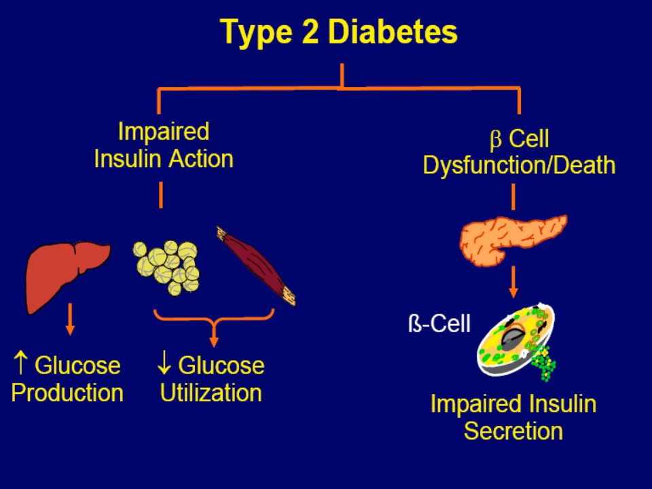The other cause or consequence of type 2 diabetes is that there is beta cell dysfunction or death, leading to decrease in the insulin secretion from the pancreas. So insulin is produced in small amounts and is unable to utilize the glucose.